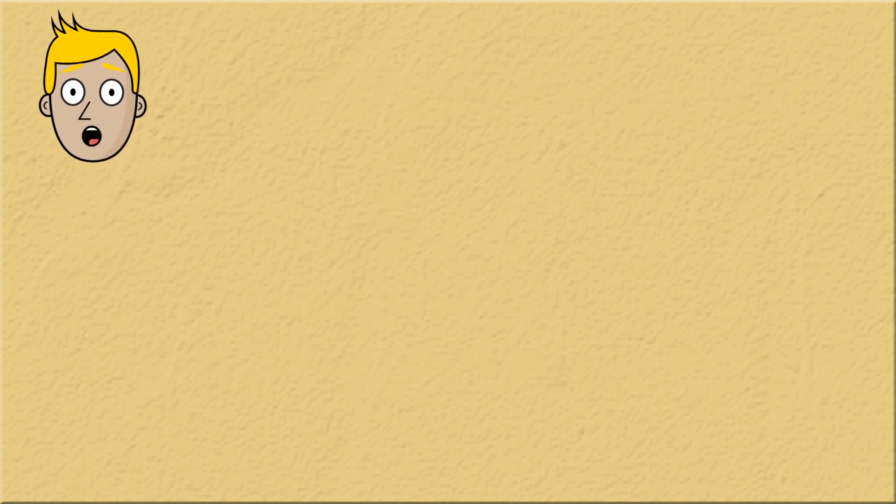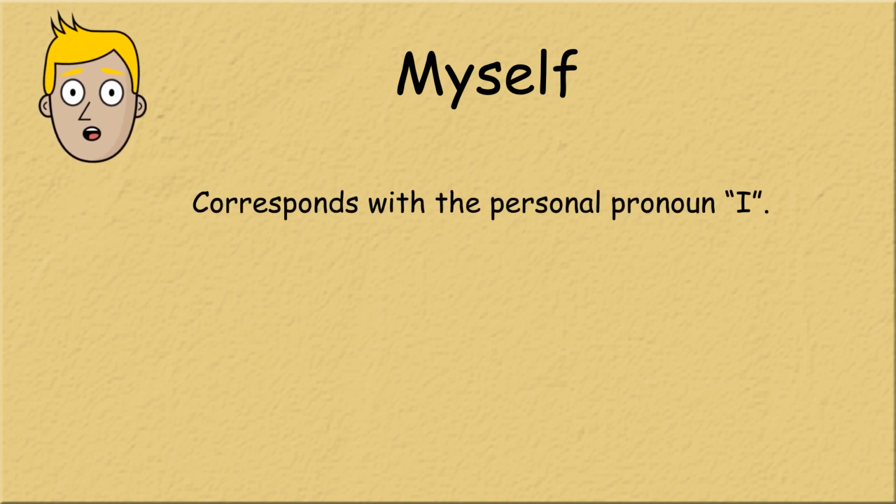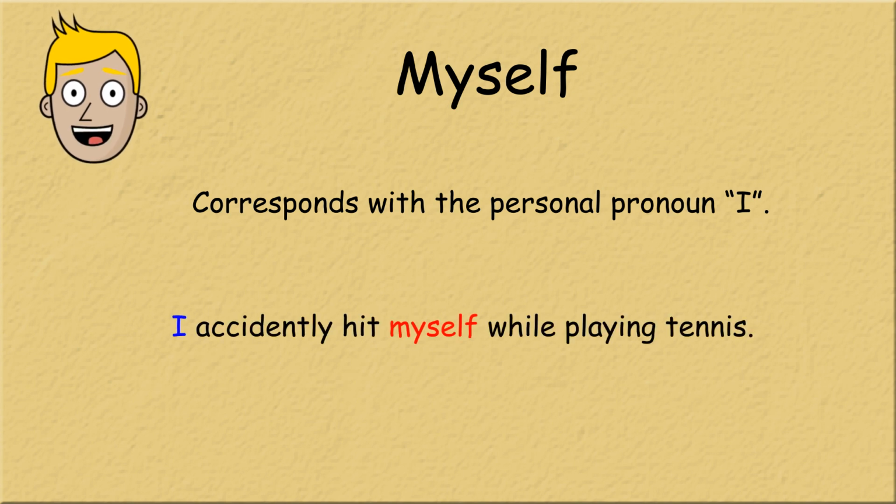In this video, we will look at the relationship between our reflexive pronouns and their personal pronouns along with an example. Our first reflexive pronoun is myself. This corresponds with the first person personal pronoun I. An example of this could be, I accidentally hit myself while playing tennis.